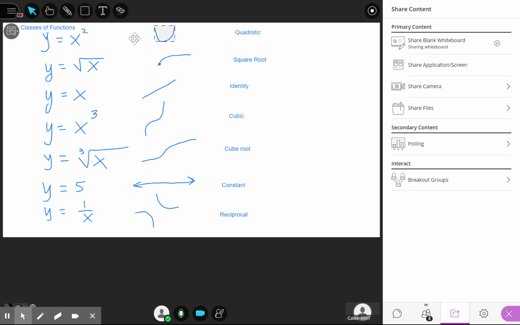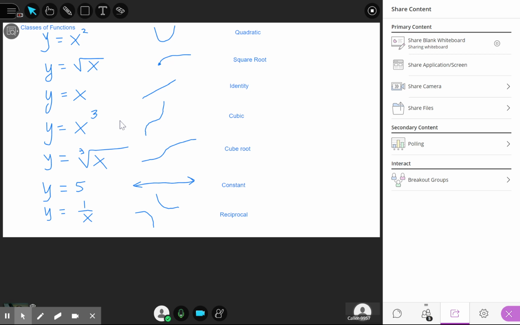It's a parabola shape. Y equals the square root of x is our square root function, which is half of a sideways parabola. Y equals x is our identity function, a straight line through 0, 0. Y equals x cubed is the cubic function. Y equals the cube root of x is the cube root function.